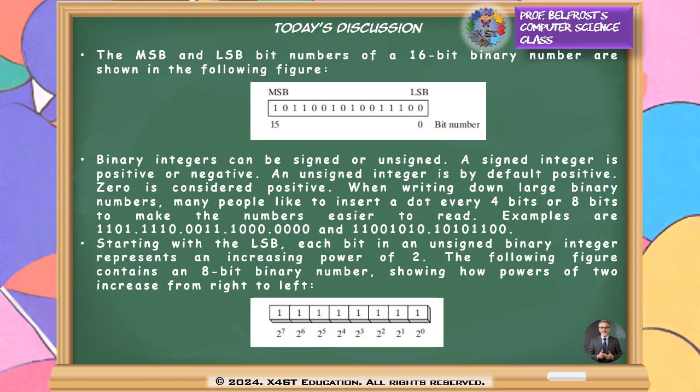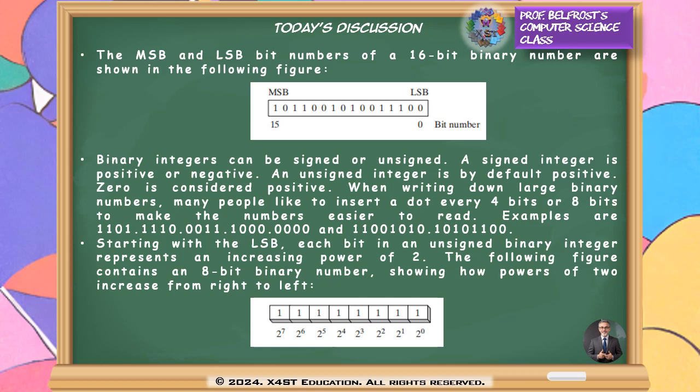Okay, so when writing down large binary numbers, many people like to insert a dot. Actually, I don't recommend this because you'll confuse it with a decimal point. But yeah, you can put a dot for your convenience. You may insert a dot every 4 bits or 8 bits to make the number easier to read. For example, you can represent it as shown in the slide.